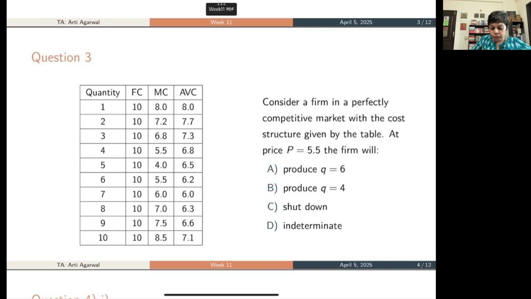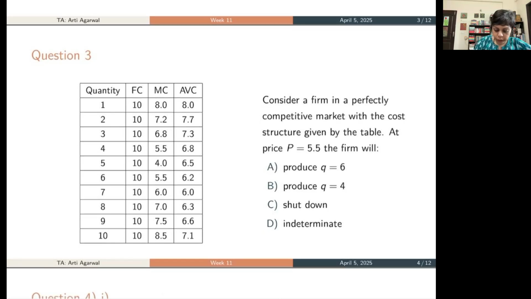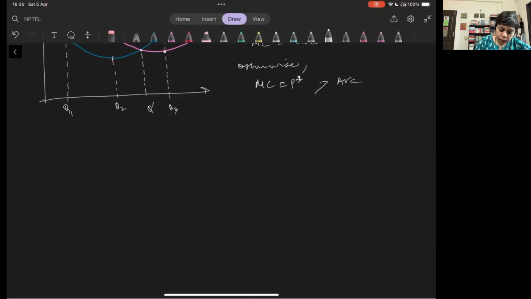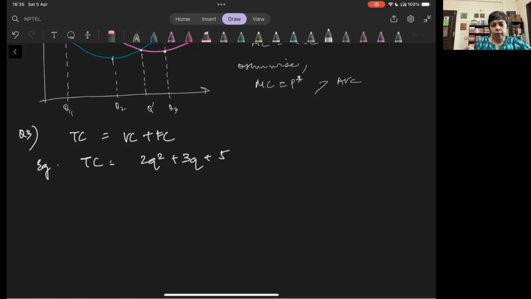Okay, so let me just recap whatever we have done as far as costs are concerned. Total cost is variable cost plus fixed cost. For example, it can be something like 2q square plus 3q plus 5. I'm just giving an arbitrary example, not an actual function from somewhere. Then this is your variable cost because it is varying with quantity. Variable means varying with quantity. And this is the fixed cost because it is a fixed number. It is not varying. Right?